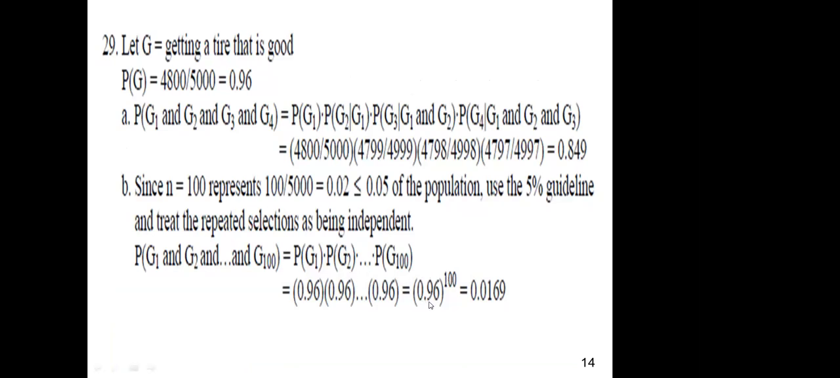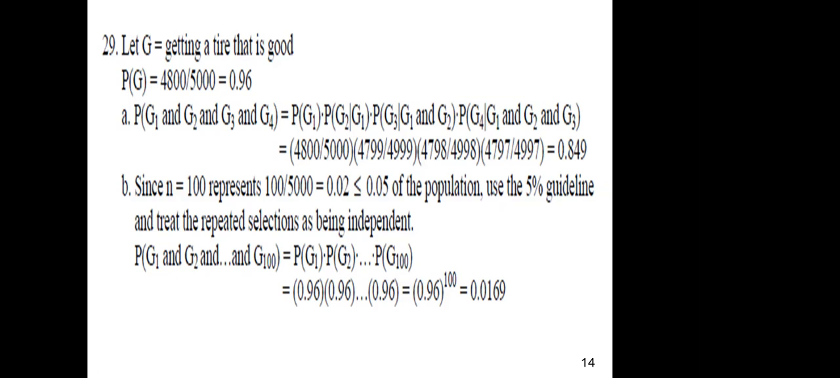Well, 0.96 times itself 100 times is like raising it to the 100th power. On your calculator, there's a little thing called a caret. Put in 0.96, you raise it to the 100th power, 0.0169. So there's an example of where you have something that's very cumbersome.